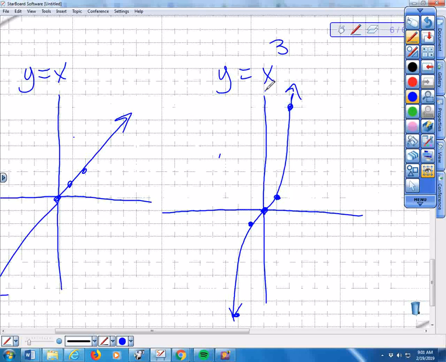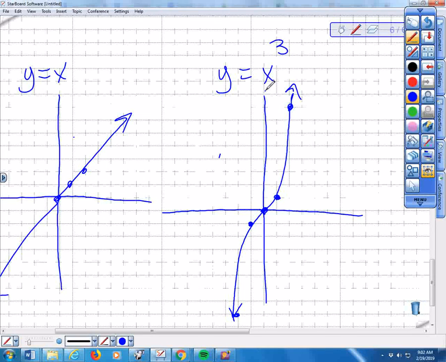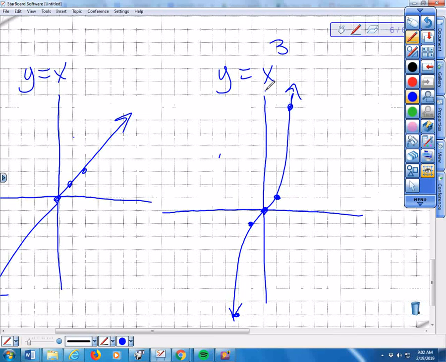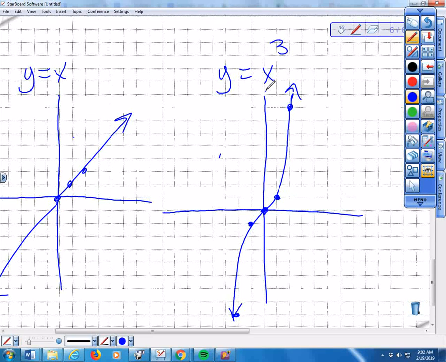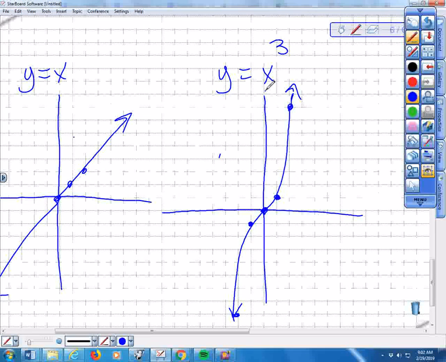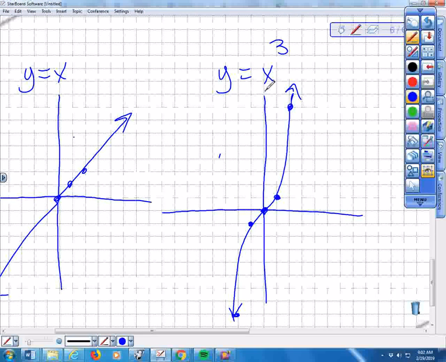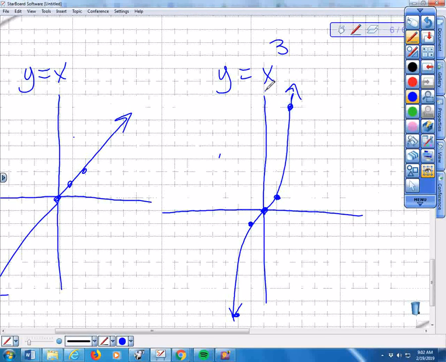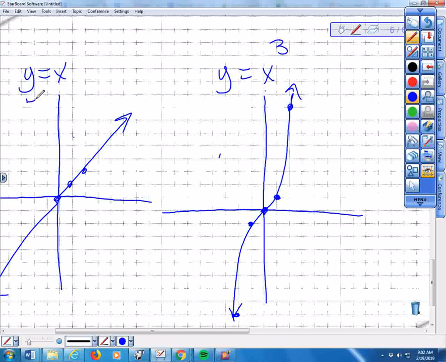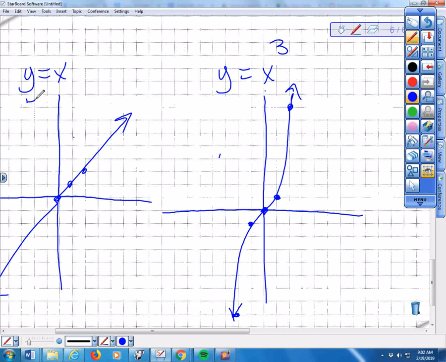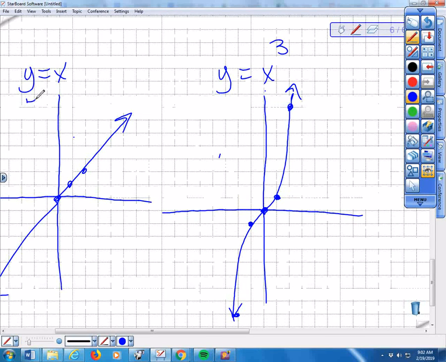End behavior is always going to be the same as these two if the degree is odd. If the degree is odd, end behavior looks like this: as x goes to infinity, y goes to positive infinity; as x goes to negative infinity, y goes to negative infinity. It will always be that for odd degrees. What's the degree of this? 1. What's the degree of this? 3. So if it's a 5th, a 7th, a 9th, an 11th, a 13th, whatever the degree is, if it's odd, the end behavior will always be the same as these two graphs.